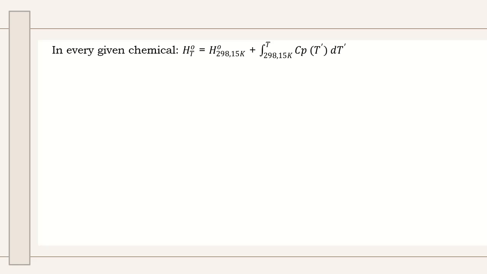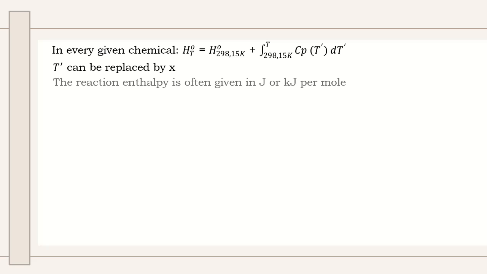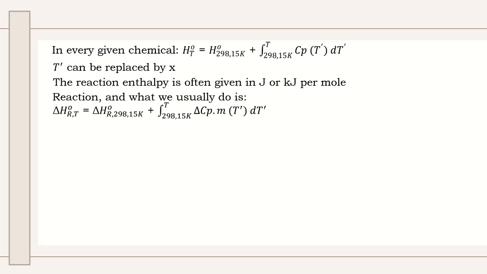For any given chemical, the enthalpy at temperature T is equal to the enthalpy at room temperature plus a correction. The correction is the integral of Cp dT. Pay attention to the T prime. It's a dummy variable. We use the T prime because T is used at the upper limit here. Therefore, we need a different variable. We use T prime, but we can use x instead.